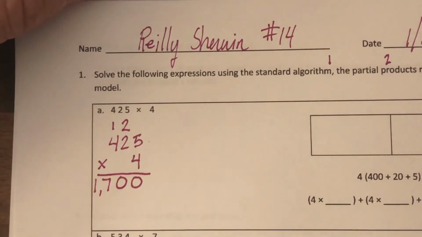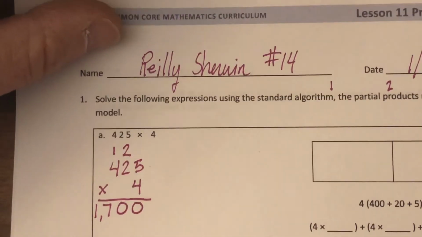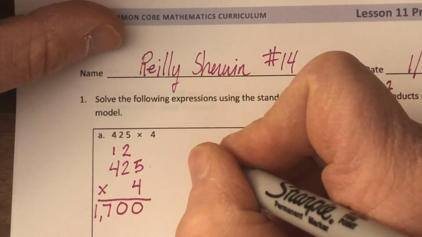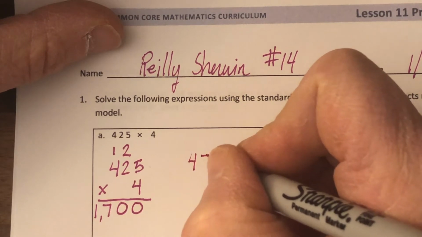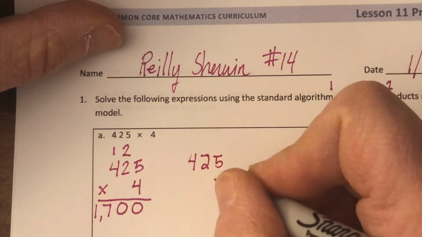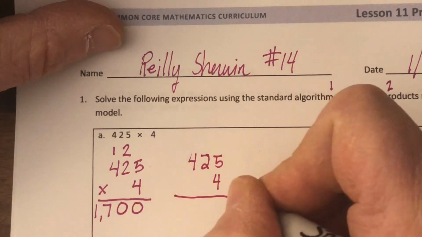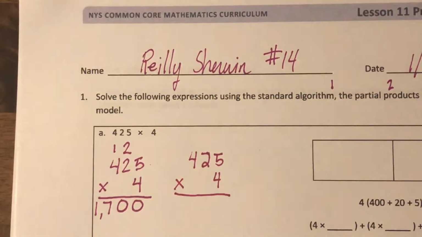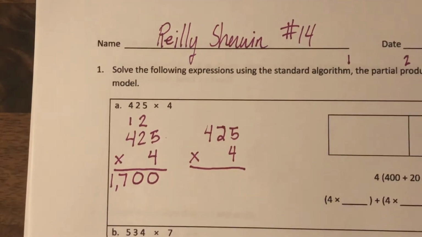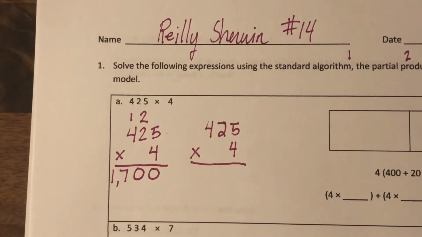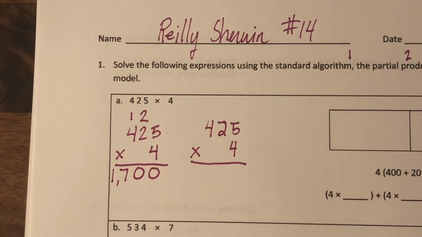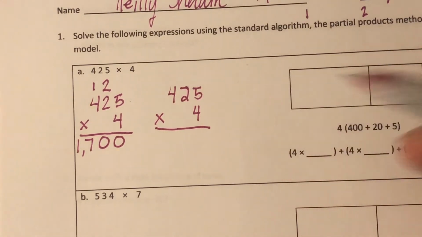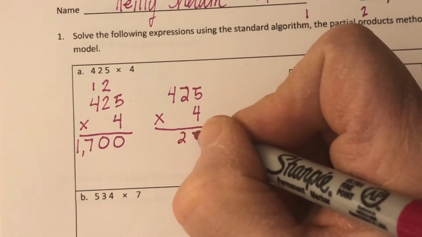So there's step one. Now step two is the partial products method. I'm going to write out the problem the same exact way as I did over here: 425 times 4. This time I'm not going to do any carrying. All I'm going to do is multiply each place value and show you what that's worth. So follow along here. 4 times 5 is 20. I'm just going to write down 20, just like that.